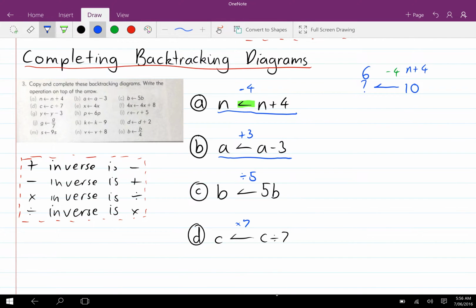All you do is you see what happens on this side of the diagram and think, what's the opposite to that event? The opposite to plus 4 is minus 4. The opposite to minus 3 is plus 3. The opposite to times by 5 is divide by 5. And the opposite to divide by 7 is times by 7.